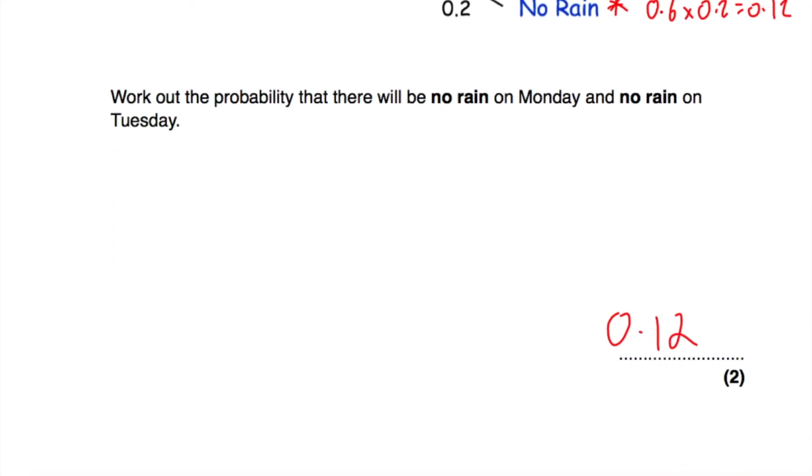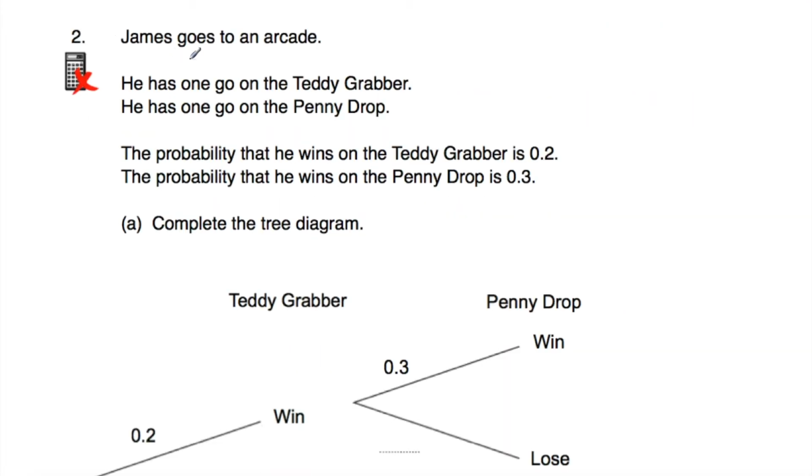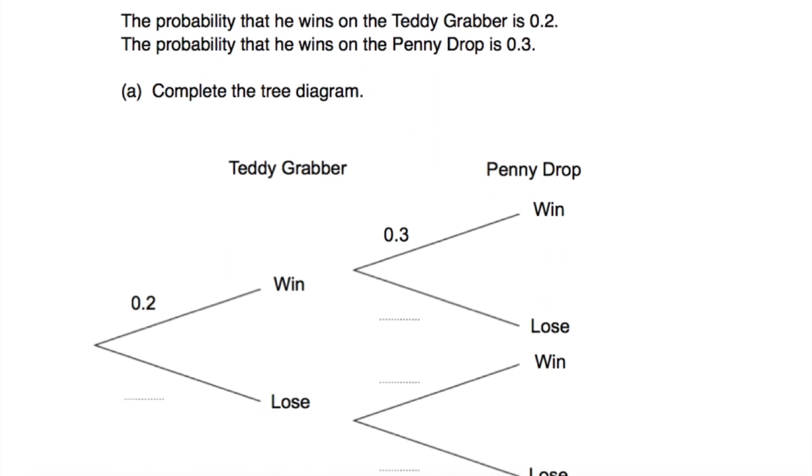Okay, let's have a look at our next question, question number 2. James goes to an arcade and he has one go in the teddy grabber and one go in the penny drop. The probability that he wins on the teddy grabber is 0.2 and the probability that he wins on the penny drop is 0.3. We've been asked to complete the tree diagram.